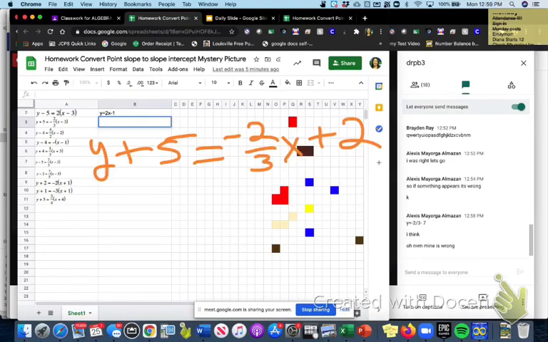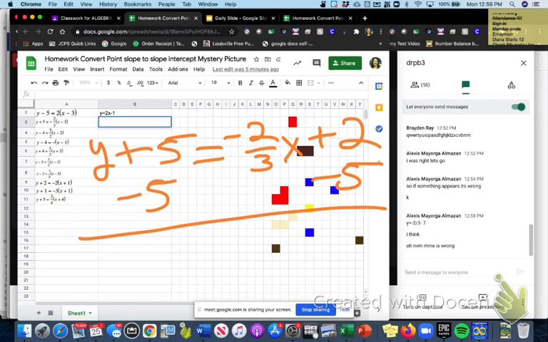So that's what I had after I did my distributive property. Now I'm going to subtract 5 from both sides. Remember, you won't subtract the 5 from the x. So this will just be y equals negative 2/3 x minus 3, because it's a positive 2 minus 5. You were super close though, Alex. It's a positive 2 minus 5 instead.